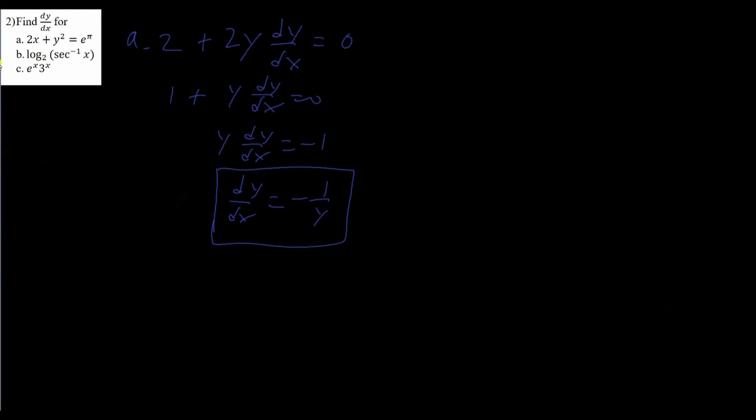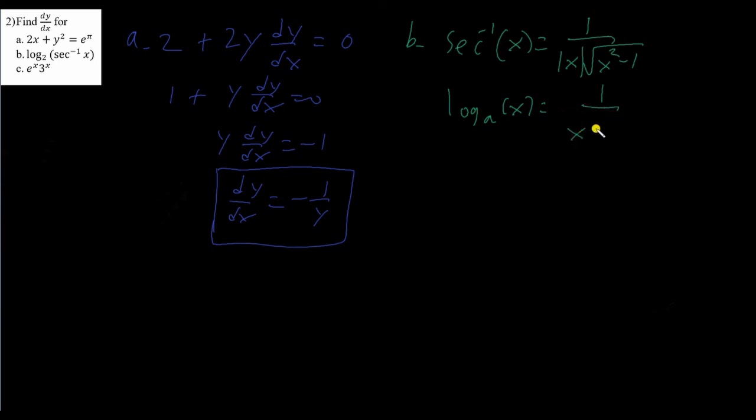And then, let's work over here. For part B, the derivative of log base 2 of the inverse secant of x. So two things to remember. The derivative of the inverse secant of x is 1 over the absolute value of x times the square root of x squared minus 1. And then the derivative of log base a of x is 1 over x times the natural log of a. So we need to put these two things together to get our final answer.